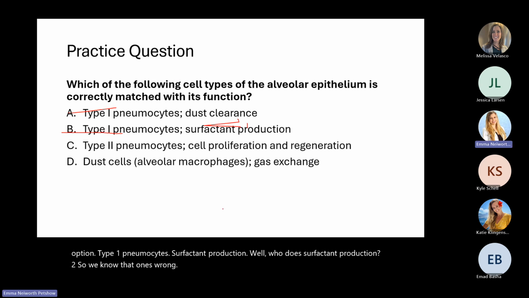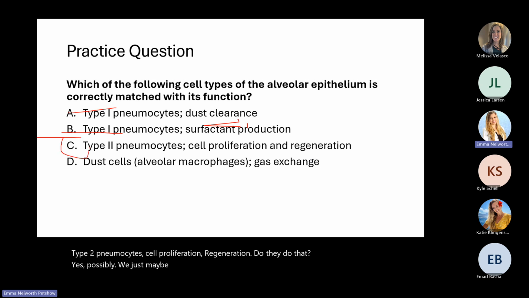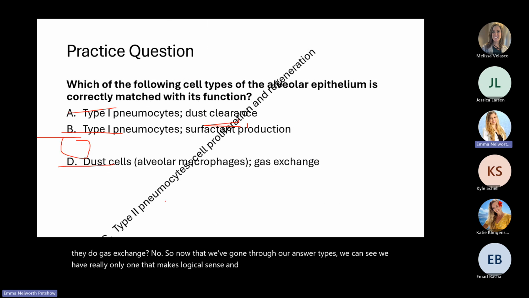Type 2 pneumocytes, cell proliferation regeneration. Do they do that? Yes, possibly. We just maybe learned that, so possibly, yes. Dust cells are macrophages. Do they do gas exchange? No. So now that we've gone through our answer types, we can see we have really only one that makes logical sense, and that is C, and C is our correct answer.